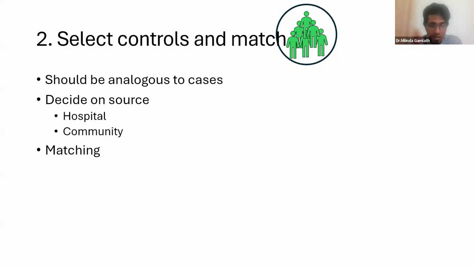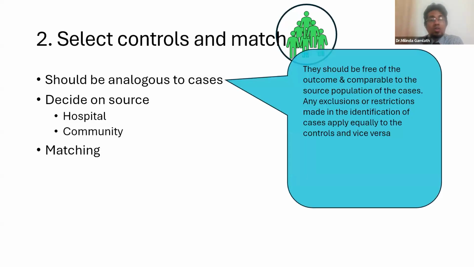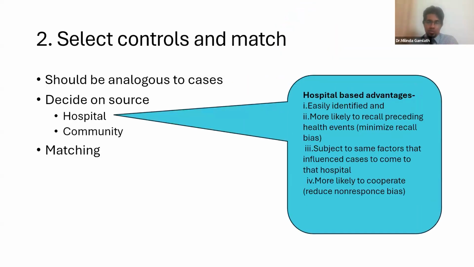They should be the same age, same gender, same socioeconomic background, and the only difference should be that they don't have lung cancer. That is what is meant by being analogous to the cases, and they should be free of the outcome and comparable to the source population, right? And then you can decide on the source. So the cases you can decide on the source, hospital and community, and then the controls also you can decide on the source. They can be from the hospital or they can be from the community.